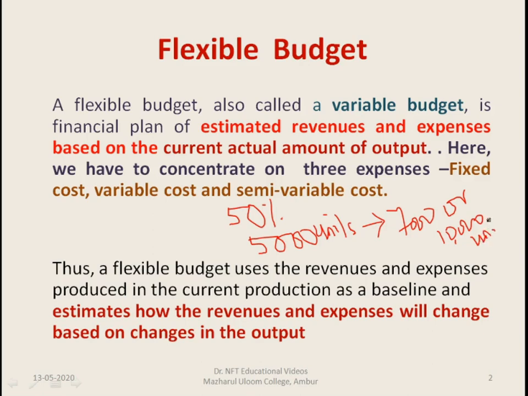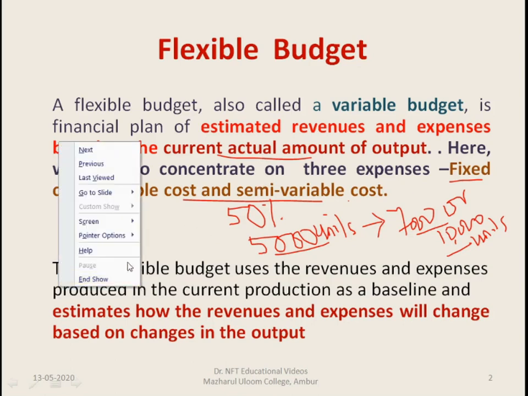So here you are given the current actual details about 5,000 units, and you are asked to find out the expenses like fixed cost, variable cost and semi-variable cost for 7,000 units or 10,000 units. If you compute this, then that type of budget is called a flexible budget.